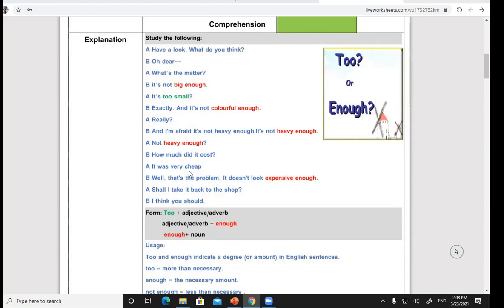It was very cheap. Well, that's the problem. It doesn't look expensive enough. Shall I take it back to the shop? I think you should. Excellent, thank you.